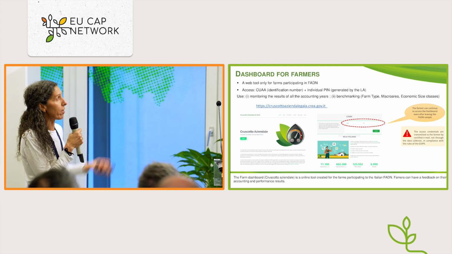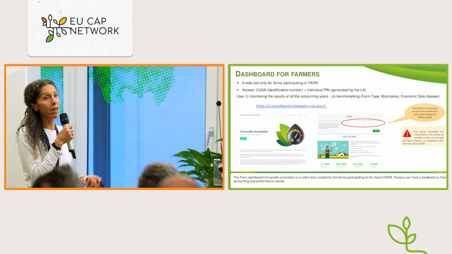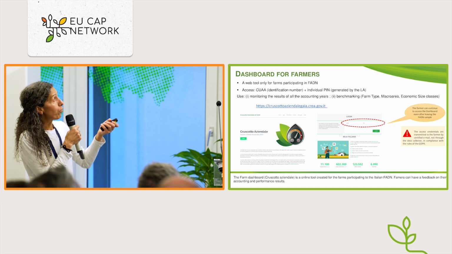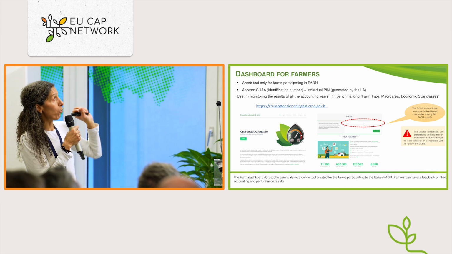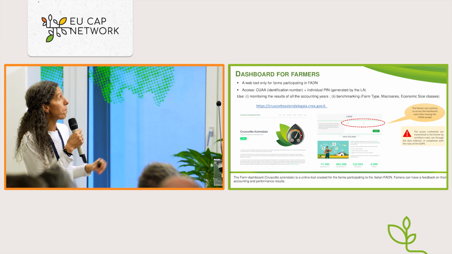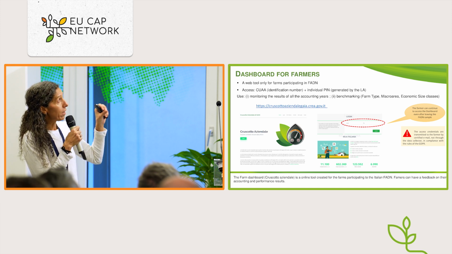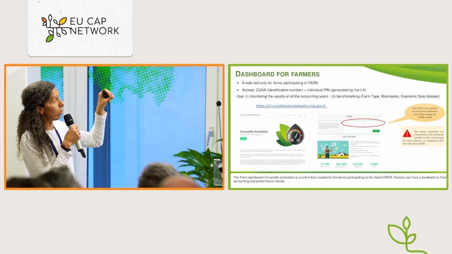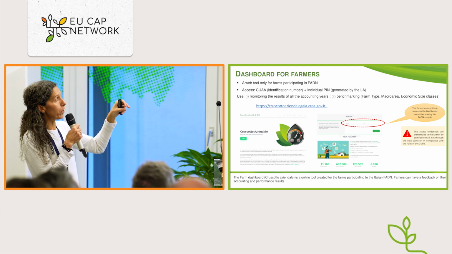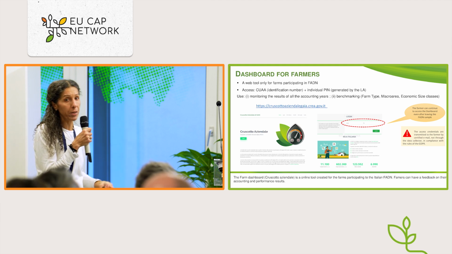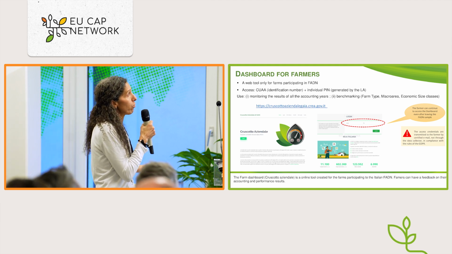Some tool for the farmers. We have this dashboard for farmers. It's a web tool, only for farms participating in FSDN in Italy. Each farm can have access to this tool thanks to the identification number plus an individual PIN that is generated by the liaison agency.